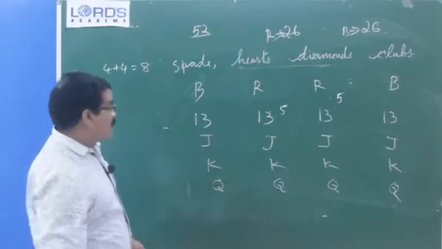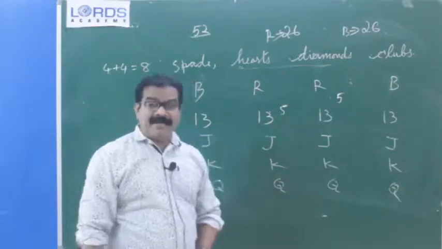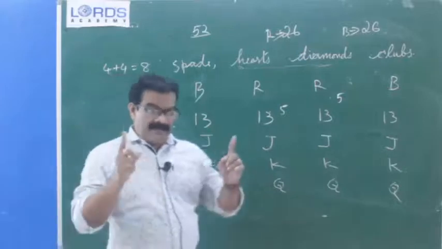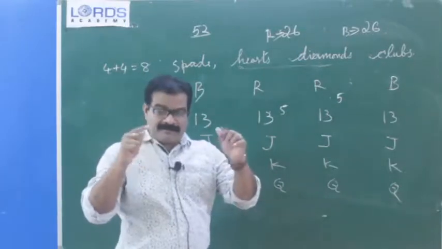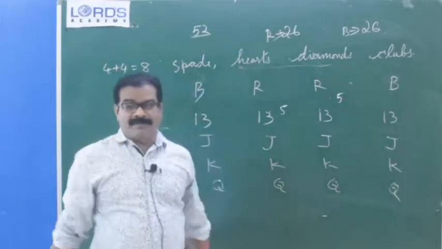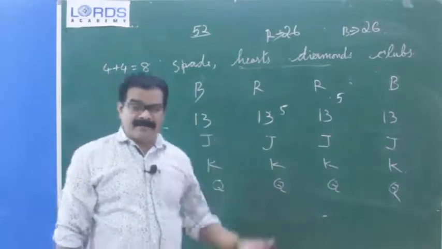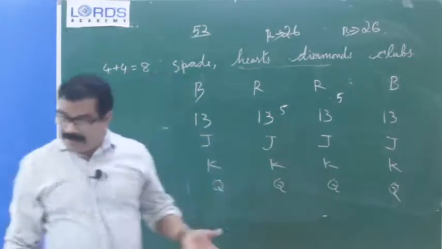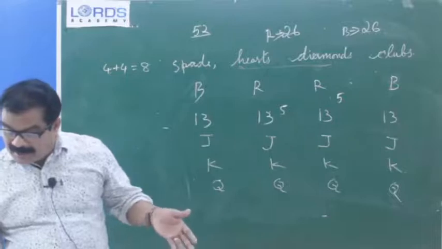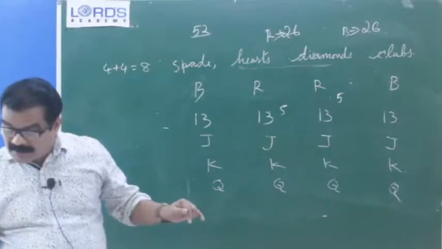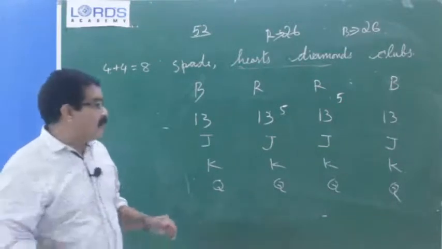Anyone, can you say the favorable case? Red and a king, there will be an intersection. You can find out that intersection. How many red cards are there? And in those red cards, you have to find out what is that? King. King also.